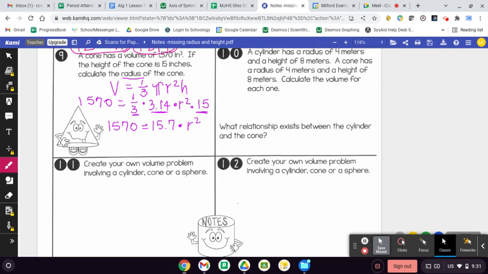15.7 times radius squared. What am I going to do now? R squared is being multiplied by 15.7. What's the opposite of multiplied by 15.7? Divided by 15.7. Excellent. Good job, Marley.